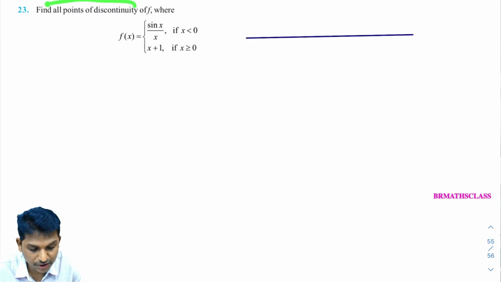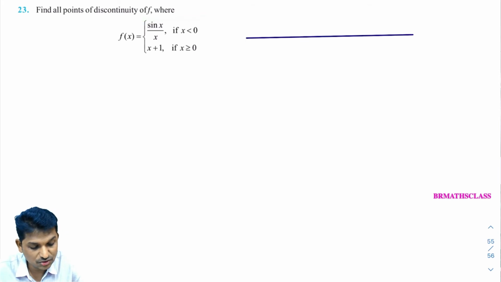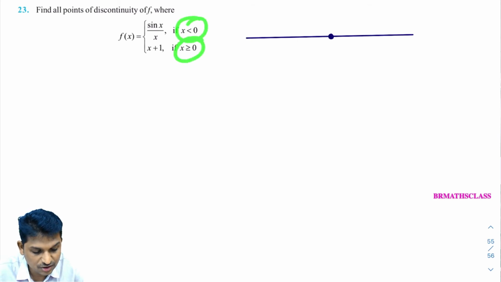To find all points of discontinuity, I observed the given function. It can be understood easily that the domain of the function is all real numbers. So, I do this problem in 3 cases. What are those 3 cases? First, you can observe the given function is varying at x equal to 0.